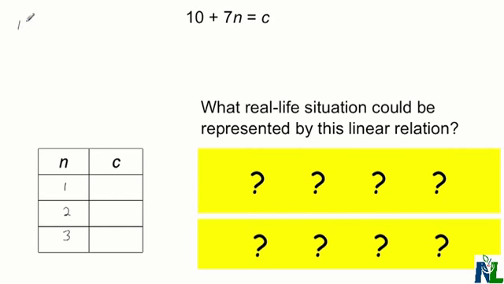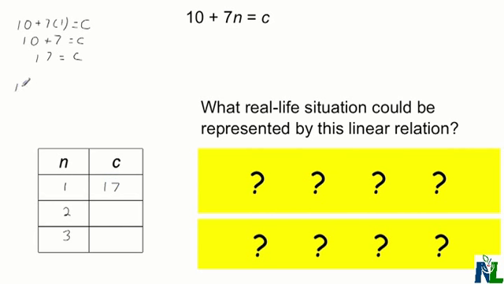If n is 1, what will c equal? According to the order of operations, we must complete our multiplication first, and finally our addition. If n is 1, c is 17.